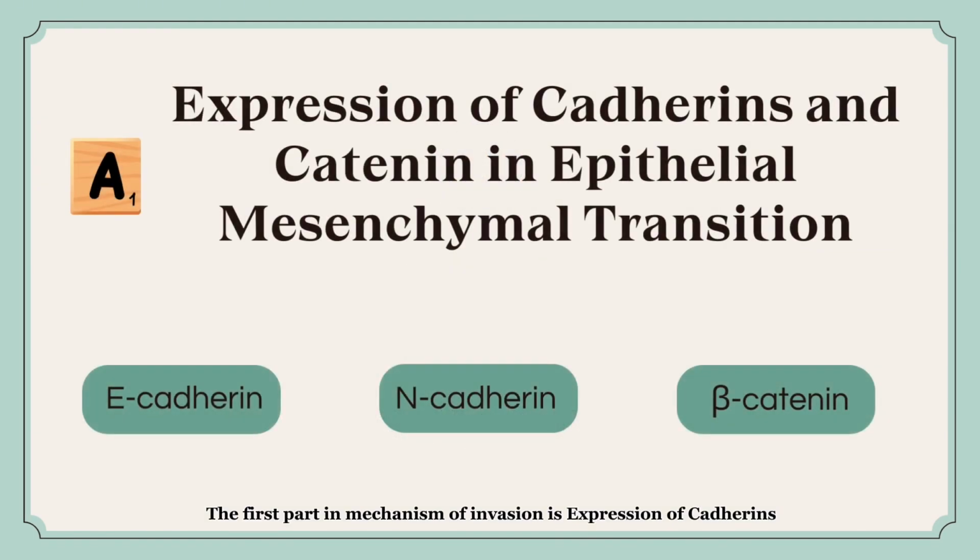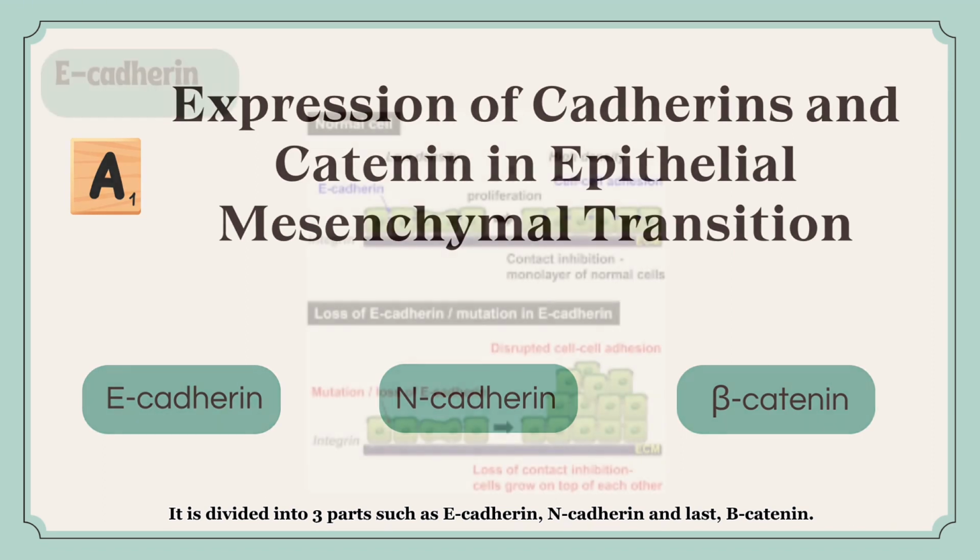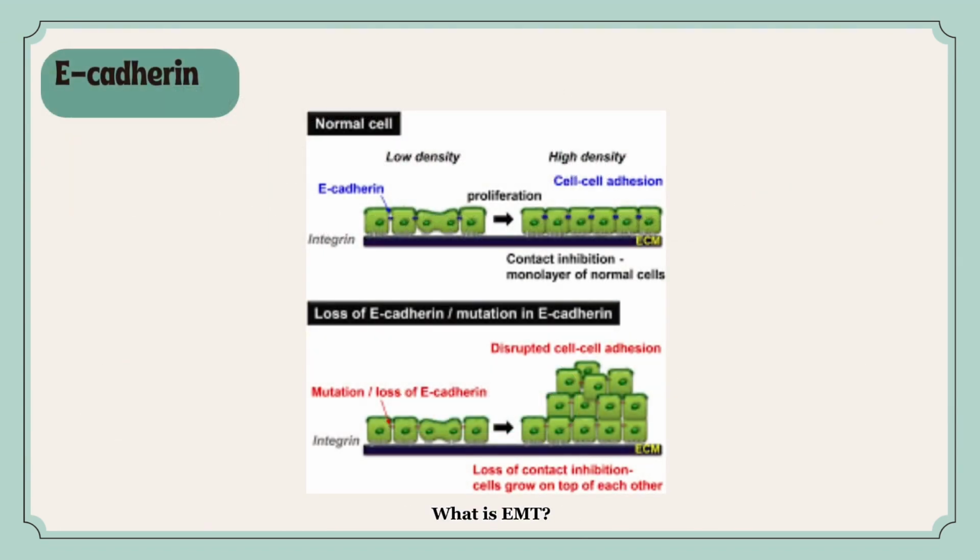The first part in mechanism of invasion is expression of cadherins and catenin in epithelial-mesenchymal transition. It is divided into 3 parts: E cadherin, N cadherin, and last, beta catenin. Let's see E cadherin. What is EMT? EMT is a reversible process, in which motile epithelial cells, tightly bound with one another and the surrounding ECM, develop the ability to transition towards a more mesenchymal phenotype.